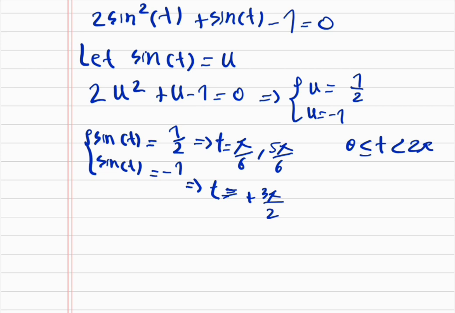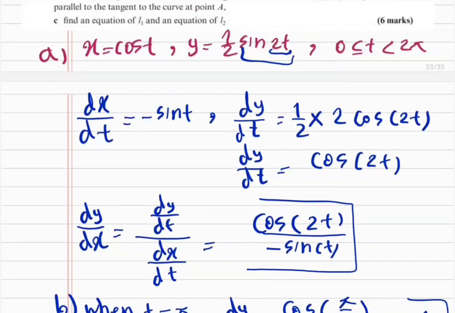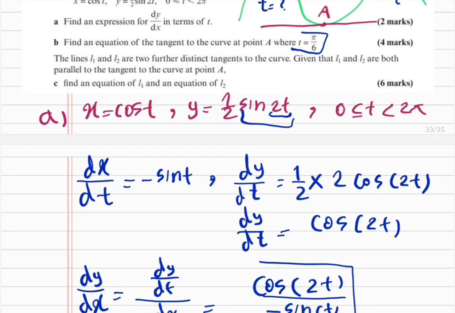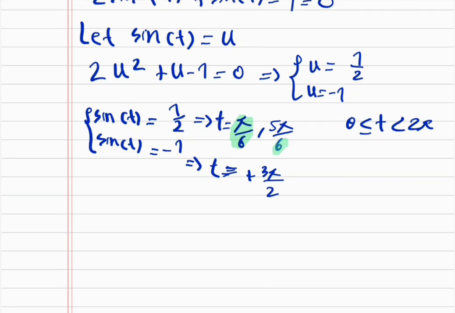So these are the values of t, and the interesting thing that is happening here, which you might have already realized, is that for one of the values of t, we got pi over 6, which is what we were given in the question to begin with, right? So again, these three values of t are the values for which the expression dy dx has a gradient -1. So we have already used this one in part B, and now it's a matter of using each of the other two in order to find the equations for L1 and L2.